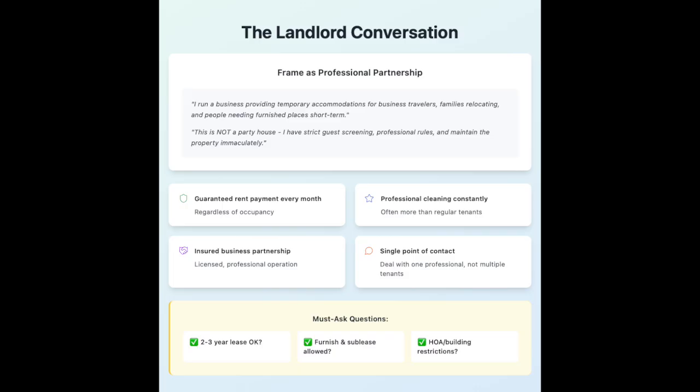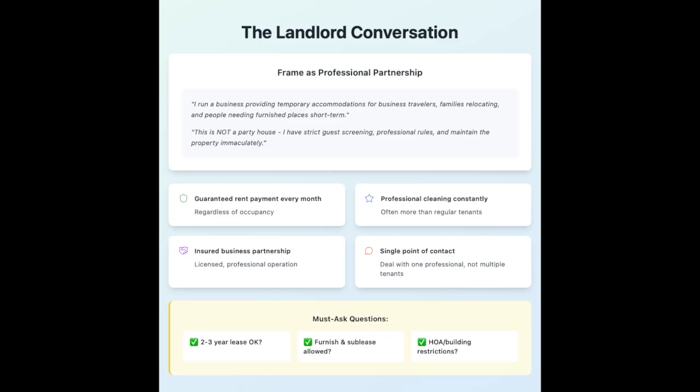You suggest a longer lease, maybe 2 or 3 years, and you pitch it based on guaranteed rent, paid on time, every time, by a reliable business. You promise the property will be kept in great shape with frequent professional cleanings. You basically take the management headaches off their plate.